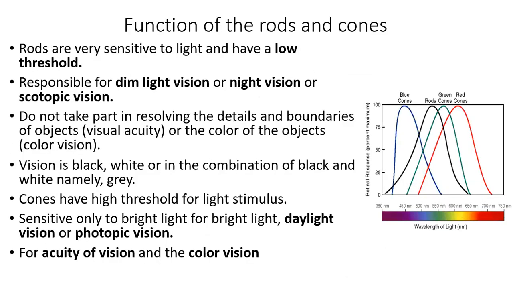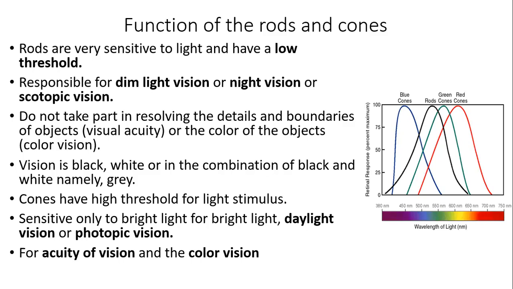All right, now let's go on to the functions of the rods and the cone cells. Rods are very sensitive to light and have a low threshold. We discussed this, all right? You don't need a lot of light to excite a single rod cell. They are responsible for dim light vision or night vision, what we call scotopic vision. So in case a multiple choice question talks about scotopic vision, night vision or dim light vision, they're just talking about low threshold stimulation. So don't get confused about that.